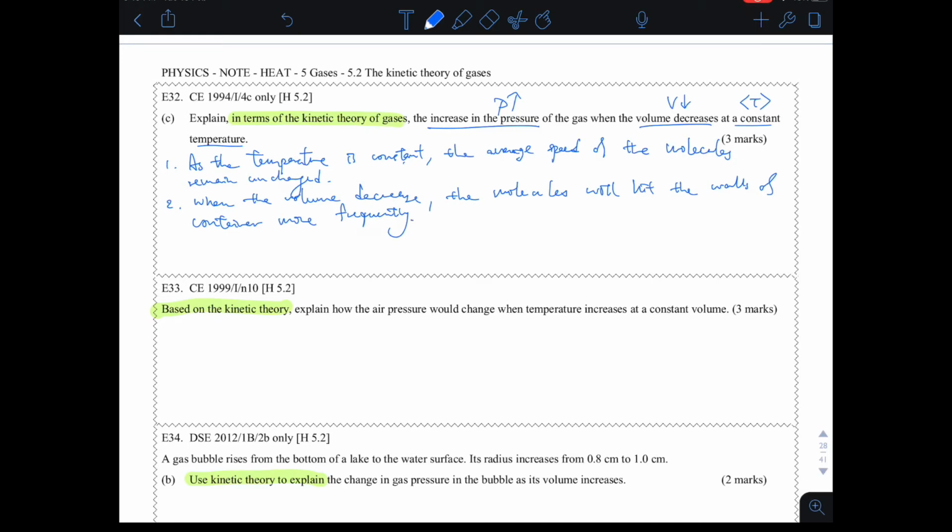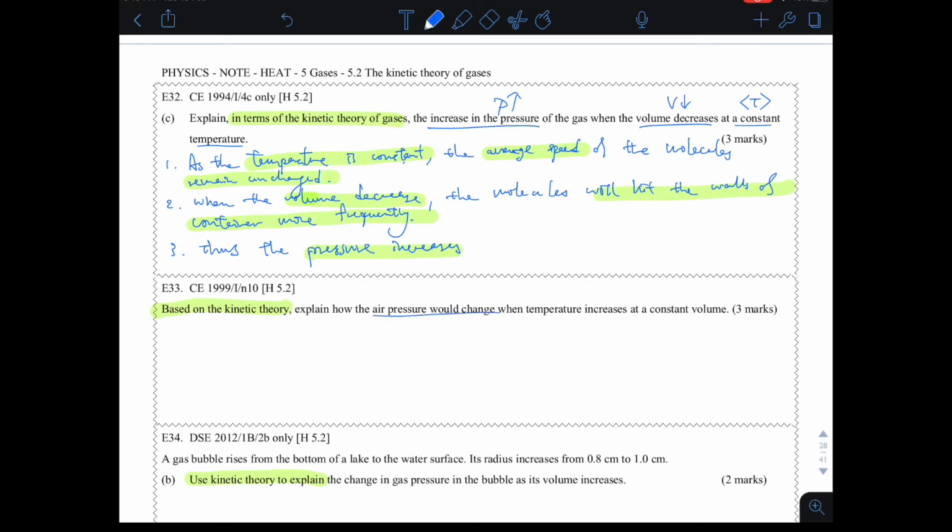When volume decreases, we talk about the effects of it, and then at the end, the pressure increases. So you have to mention temperature constant. What is the effect? Average speed unchanged. Then volume decreases. What is the effect? The molecules hit the wall of container more frequently. Therefore, at the end, pressure will increase.